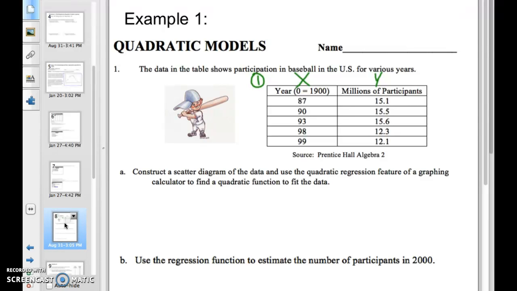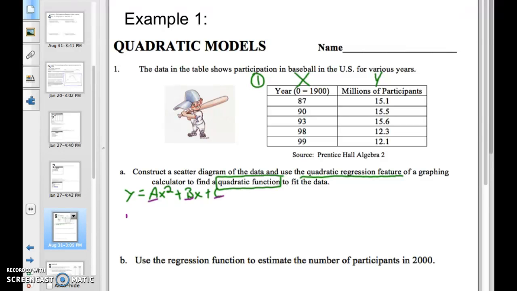Now, part A says construct a scatter diagram, what I just showed you, of the data and use the quadratic regression feature of a graphing calculator. That's what we're going to do to find the quadratic function. We're looking for something of y equals ax squared plus bx plus c, the standard form of a quadratic function. Our calculator is going to give us our a term, our b term, and our c term. That's your goal, to find an a, b, and c.